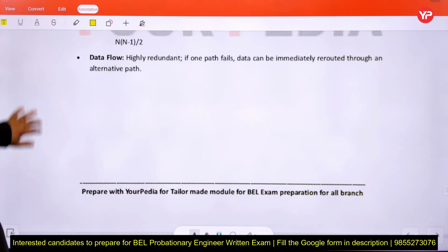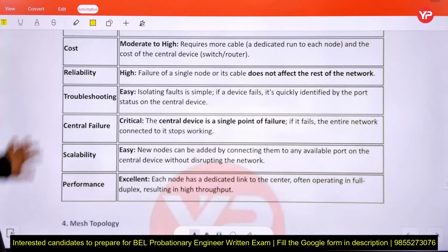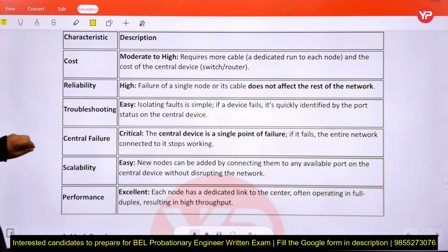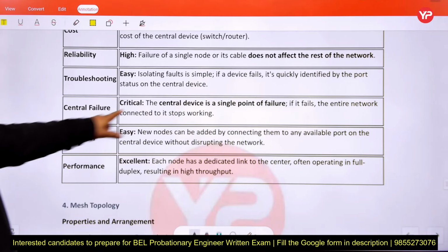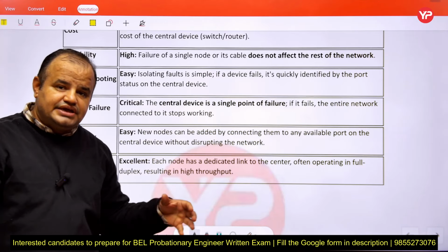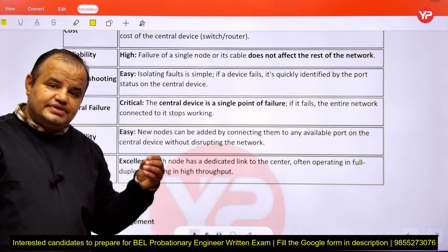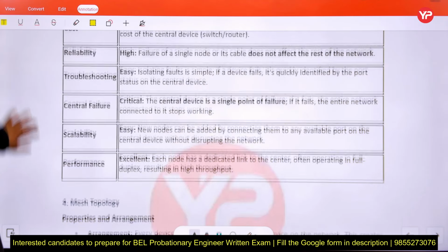Now here again the analysis in terms of cost and reliability, you can easily get all this stuff. I already discussed that the central device is a single point of failure. If the central device, that is hub, switch or router, is damaged, then the whole communication is damaged.